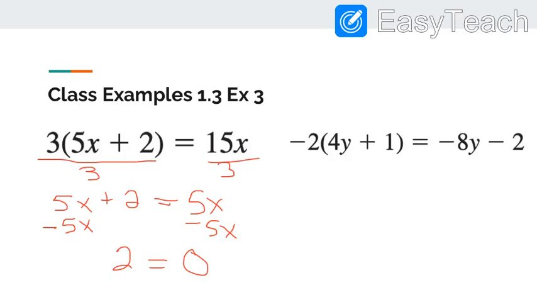Obviously, that's not true. So this here is actually not equivalent to it. Meaning, this one is going to have no solutions.